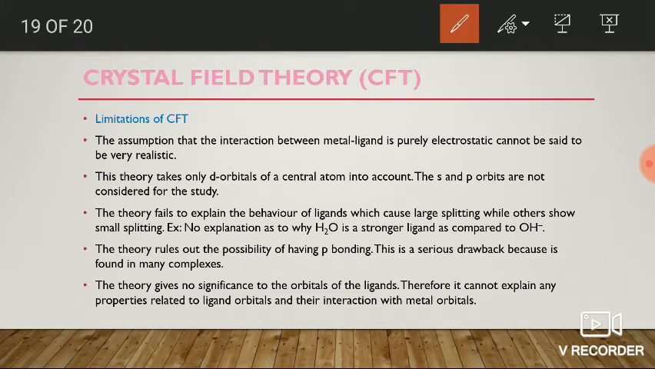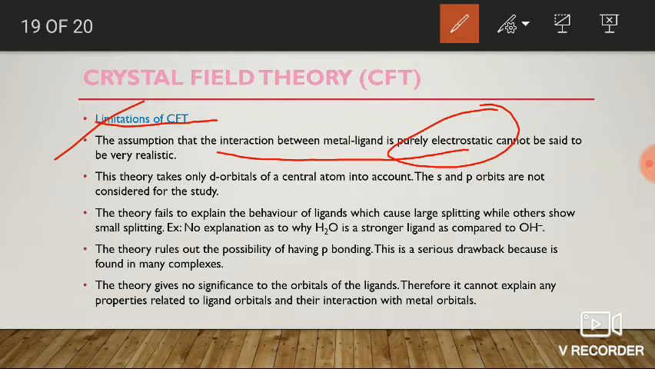Next, even though CFT explained the drawbacks or limitations of VBT to a great extent, there are still some drawbacks in CFT also. What are the limitations of the CFT? According to CFT, the main assumption is that the interaction between ligand and metal is purely electrostatic or purely ionic in nature. But in the majority of cases it is not ionic, so it cannot be said to be very realistic, as it is not 100% ionic in nature.